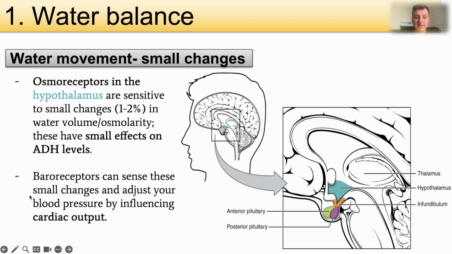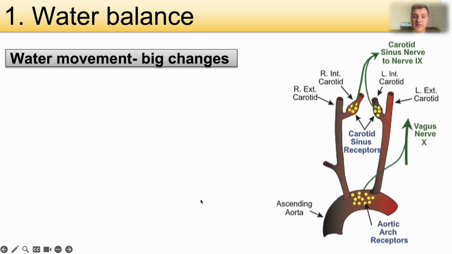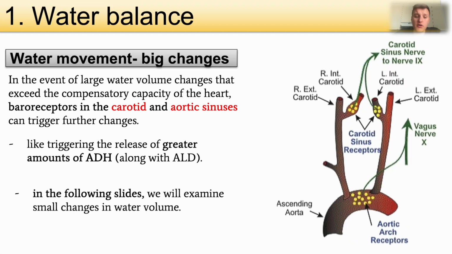Baroreceptors can sense these small changes and adjust your blood pressure by influencing cardiac output. So when you have small changes, your blood pressure is going to make small little tweaks thanks to the baroreceptors that can sense these small changes. In the event of large water volume changes that exceed the compensatory capacity of the heart, baroreceptors in the carotid and aortic sinus can trigger further changes.